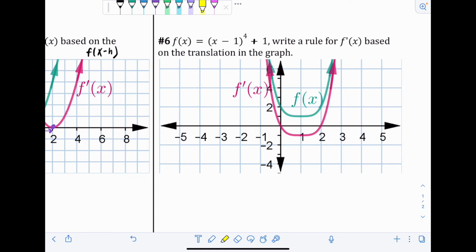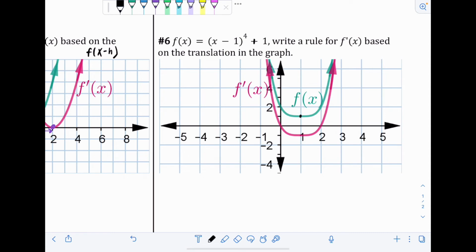This is a quartic function this time, but it works the same way, where we can have a vertex point to pick from and see where the graph is changing. Really, you don't have to pick a vertex. You can pick any point that stands out to you and see how it changes to get to the next one. So f of x, that's the green graph, so we'll start there.